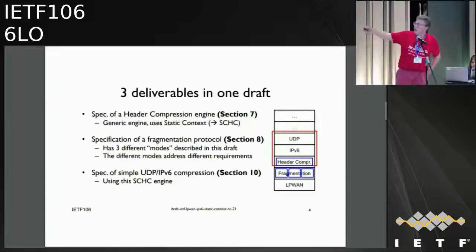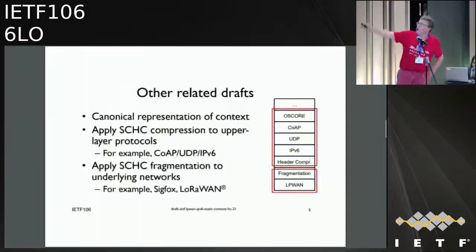Then we have a section on fragmentation. So 3 modes of fragmentation that take advantage of the technology and try to limit the number of feedbacks because, for example, downlink is a very scarce resource. And then from these 2 points, we have a third part that gives an example of compression for UDP and IP. We have other documents, one that explains how to do CoAP compression. CoAP compression can be done alone or with UDP IP if needed. So we don't take each layer separately, but we can do cross-layer compression. And we also have adaptation of the SCHC mechanism to different technologies like Sigfox, LoRaWAN, 3GPP, etc.